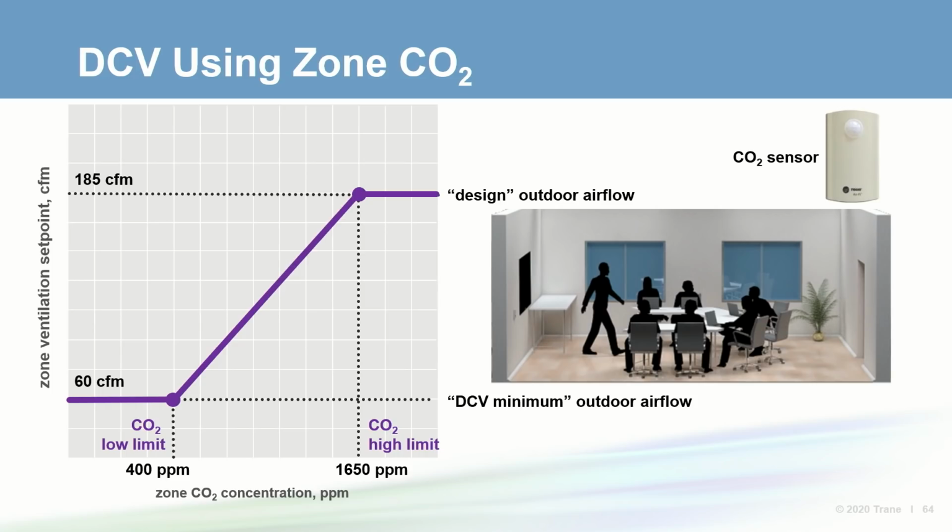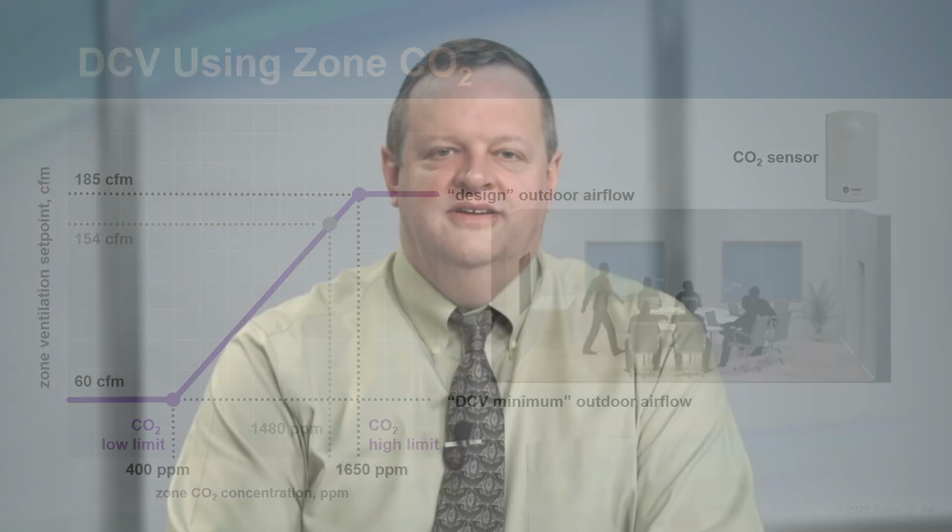Then, when the measured CO2 concentration is between the low and high limits, the ventilation set point is calculated proportionally between these two airflow set points. For example, when only 20 people are in the conference room rather than the 25 at design occupancy, the measured CO2 will be 1,480 parts per million. This equates to the ventilation set point of 154 CFM. So, a sensor measures the CO2 concentration in the zone and uses that to adjust the position of the damper and vary ventilation airflow being delivered.